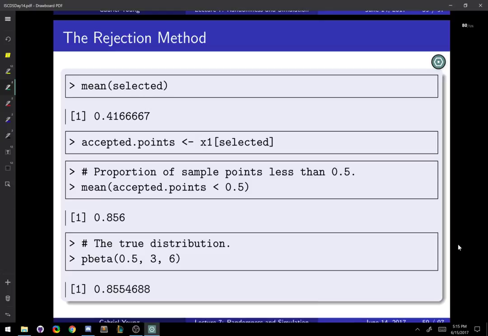Notice that every x value satisfies 0 to 1, but we're only going to keep the x values such that the y values are less than the beta PDF. We have to devise some kind of algorithm to accomplish that task. That will give the shape of it. Does that make sense? Because you have more values in this region than this region, it makes sense that when you construct the histogram of the x's, it would look like this.